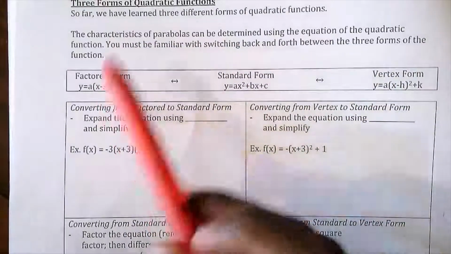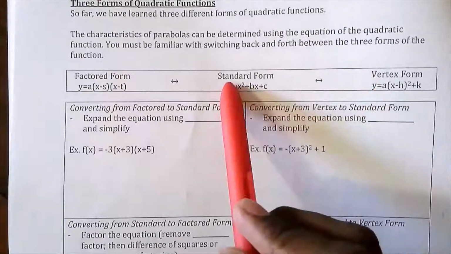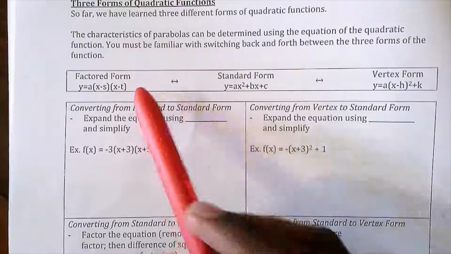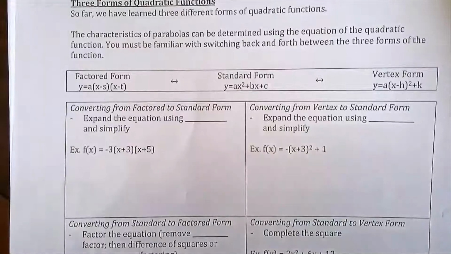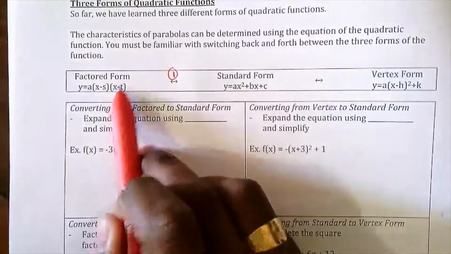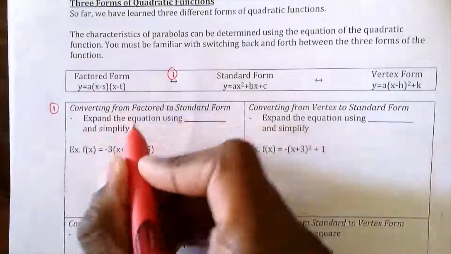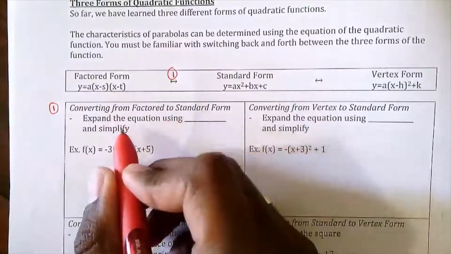It's easiest to go from factored to standard and then from standard to vertex, or from vertex to standard and from standard to factored. So we're going to number these 4 processes. So this is the first process where we're going from factored form to standard form, which we see here. So converting from factored form to standard form is quite easy.